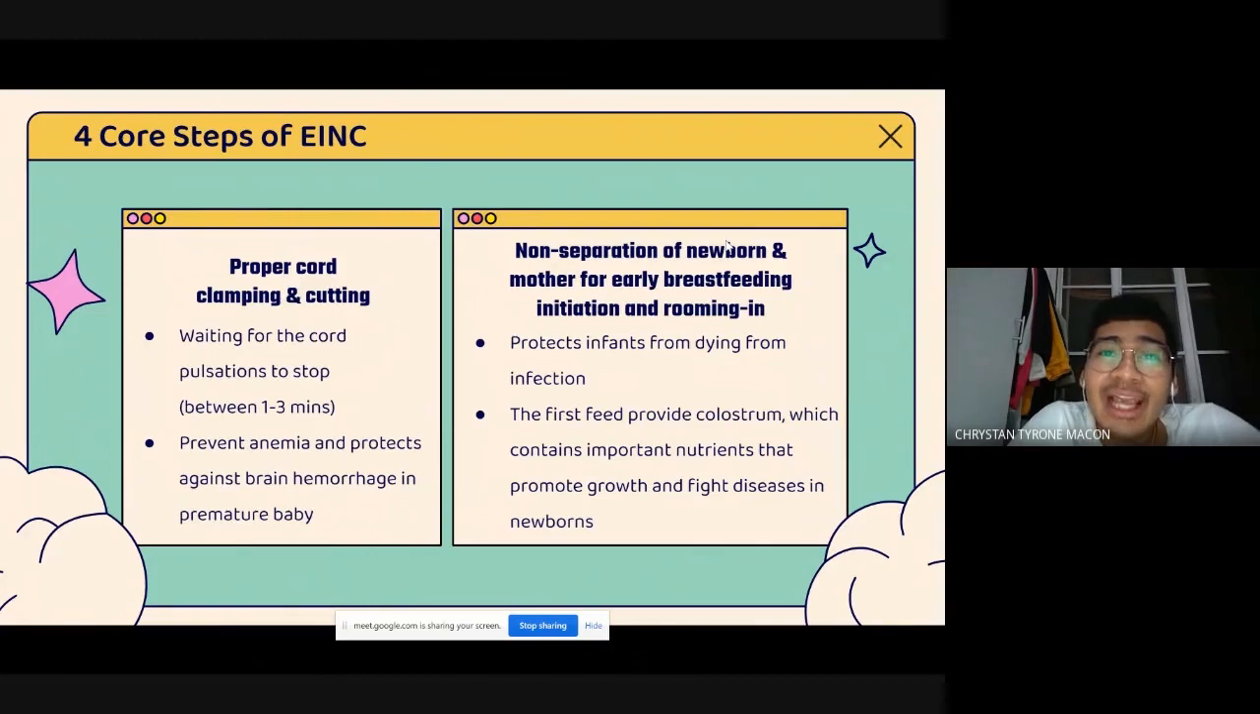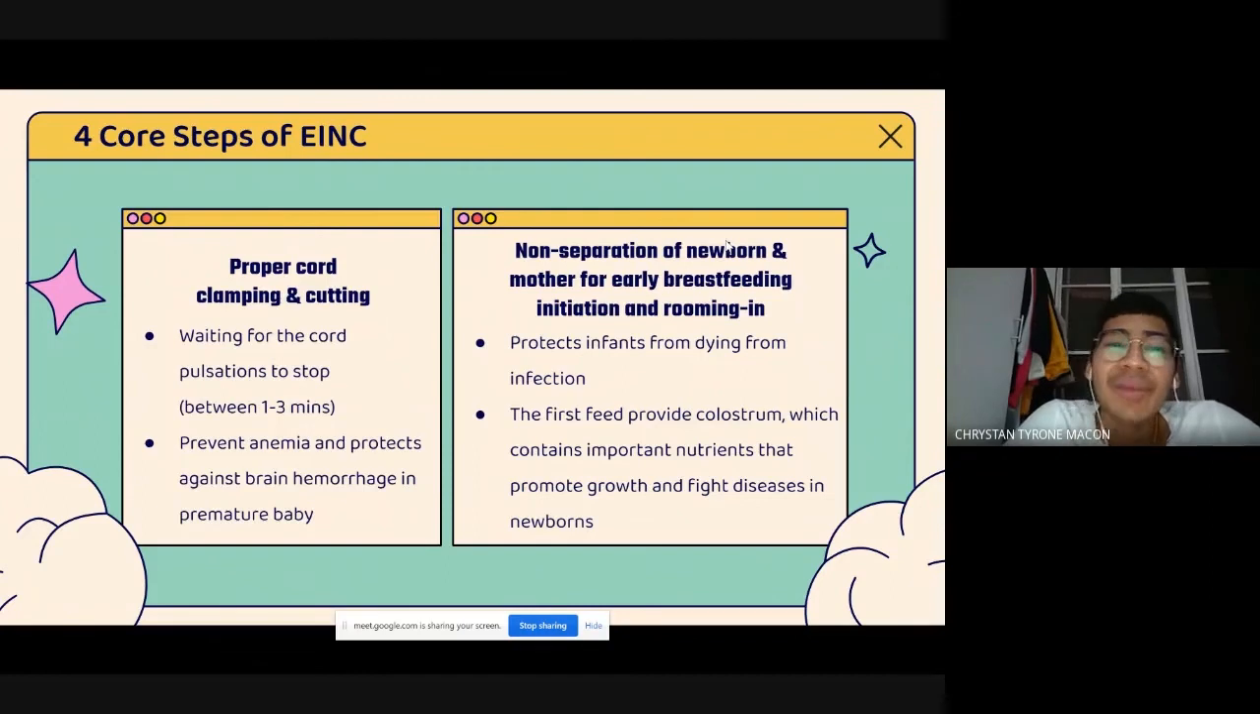Ang mga nurse po ay gagawin po to, hihintayin po muna nila mag-stop na mag-palpate o magtibok-tibok po ang umbilical cord ni baby or pag tuloy-tuloy pa rin po between 1 minute to 3 minutes po para masigurado po natin walang anemiang mangyayari at to protect na rin po the baby from hemorrhage po. At madalas po ang hemorrhage nangyayari sa mga premature po na baby.